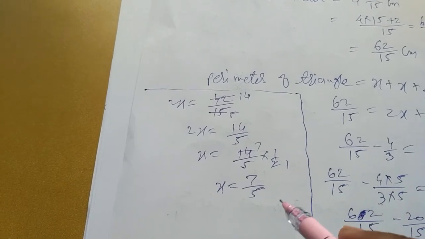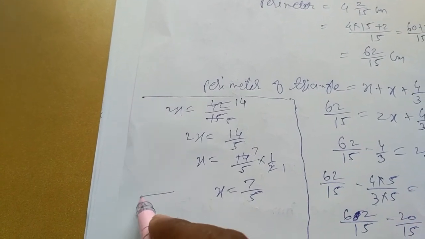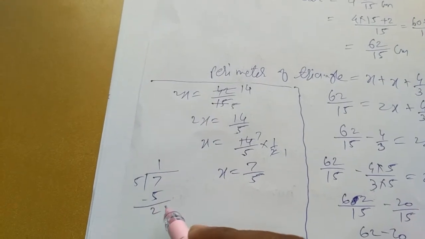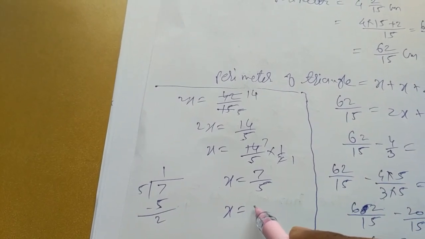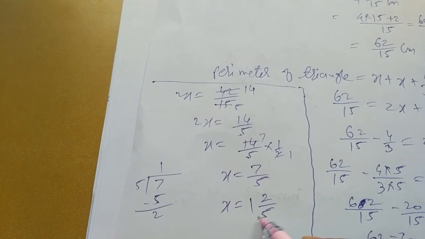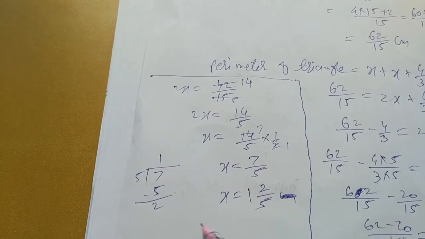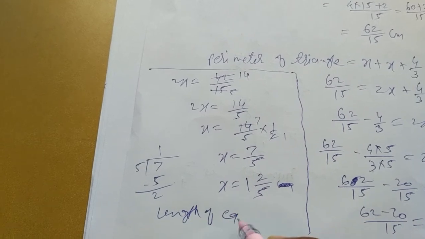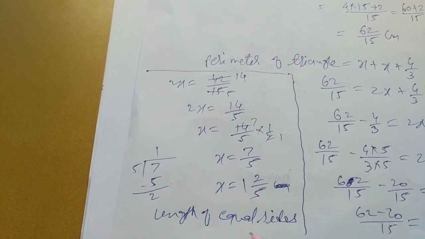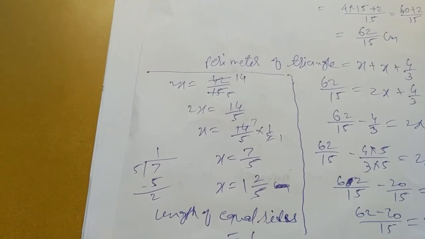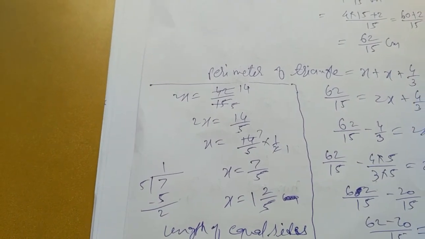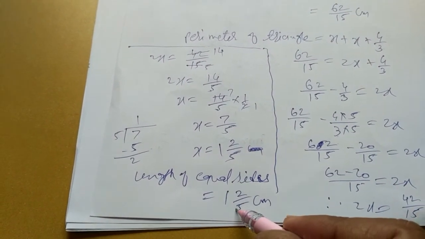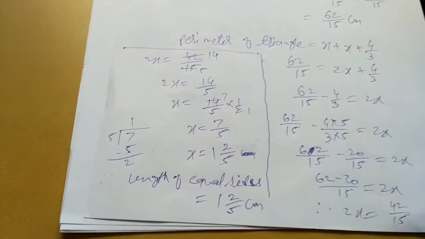So we convert this value into a mixed fraction. Means we divide 7/5. 5 1s are 5, and 7 minus 5 means 2. So the value will be x equals 1 2/5 centimeter. Or write the length of equal sides equals 1 2/5 centimeter. This is the answer.